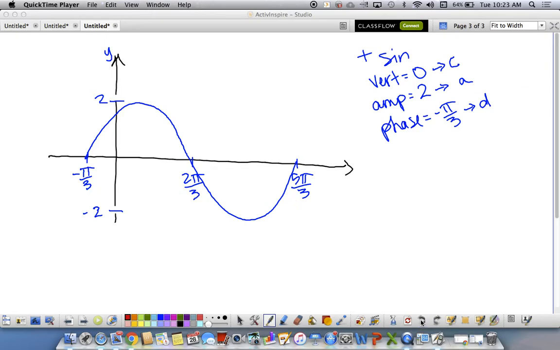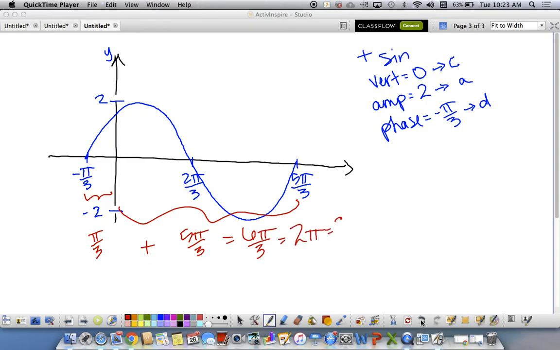Good question. If it's negative, it's 5 pi over 3. How far is it to here? 5 pi. It's just 2 pi. So what is the period? 6 pi. Or 2 pi? How did you get 2 pi? 6 pi divided by 3. But I thought you took the distance between 5 pi over 3.